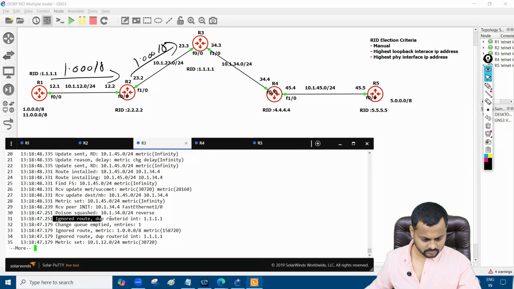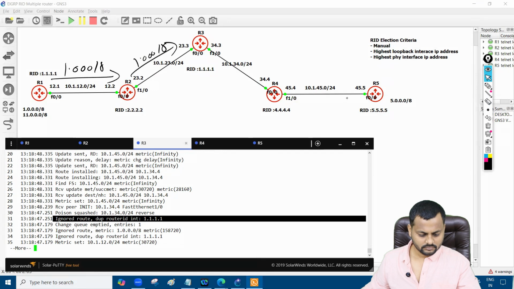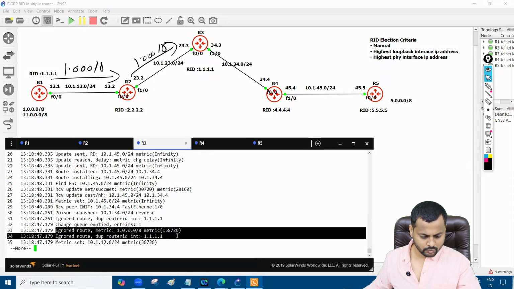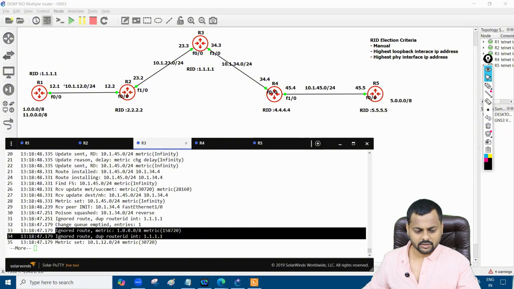Where's that? I'm ignoring this update right now because of the duplicate router ID. So R3 will just drop it. I'm not going to accept this update right now. So this is how we are preventing the loop in the EIGRP protocol. This is for the internal route. Let's do the same thing for the external as well.